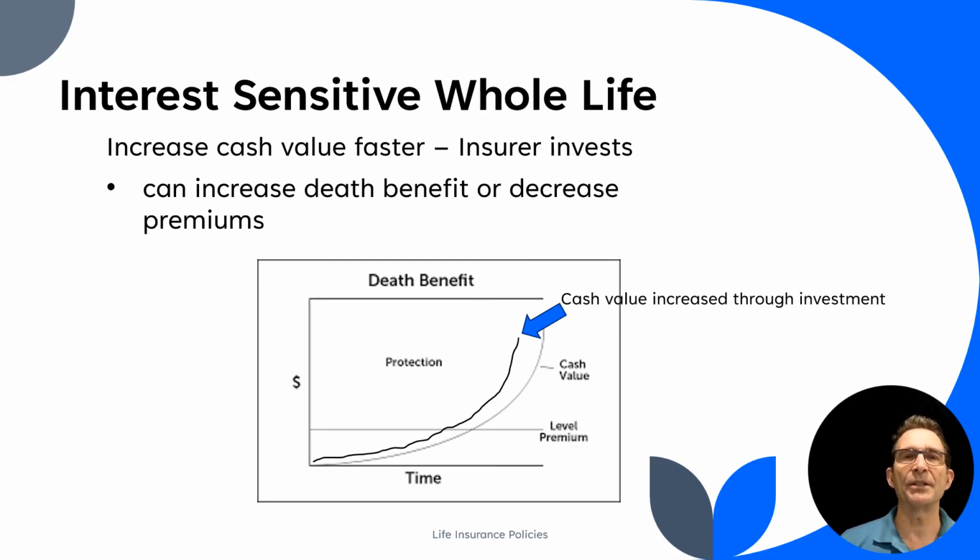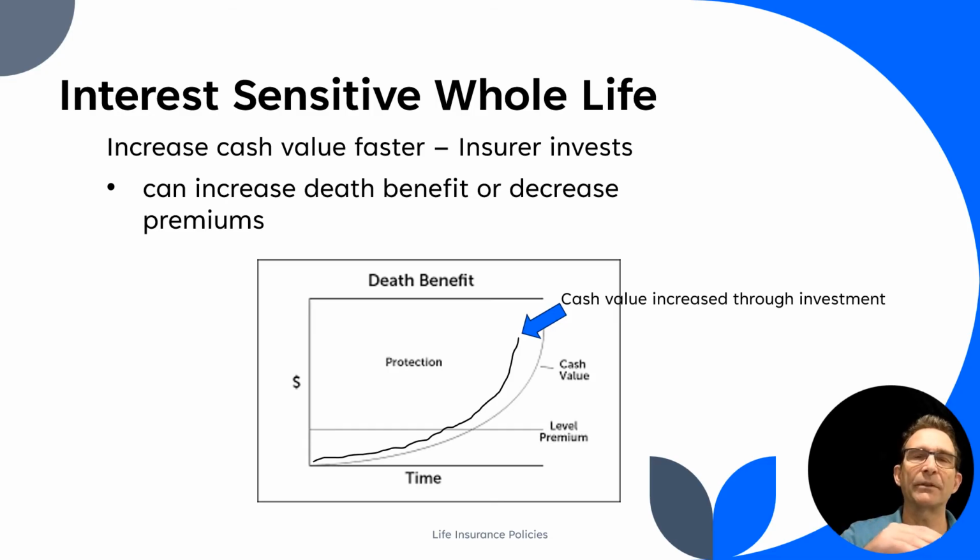One product that changes things is called interest sensitive whole life. And this is a way to increase cash value faster because, honestly, in a straight whole life policy, the cash value accrual or accumulation is not very rapid.